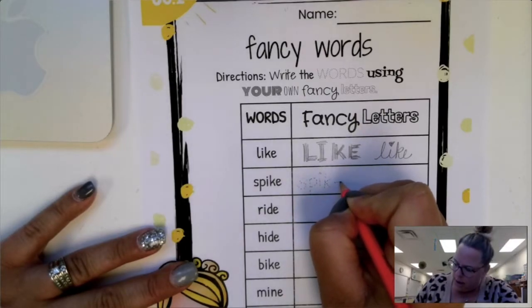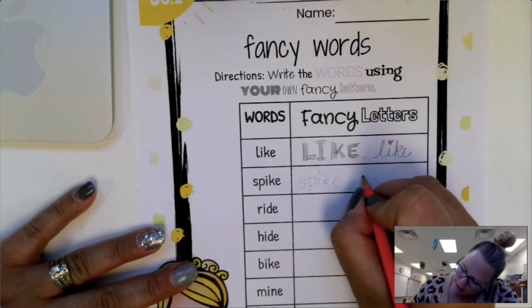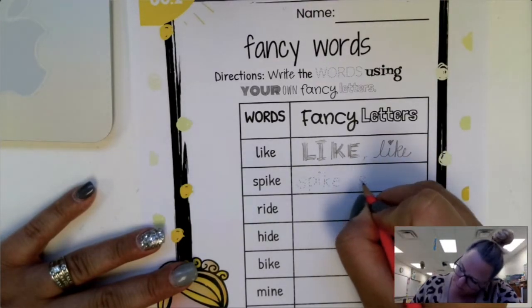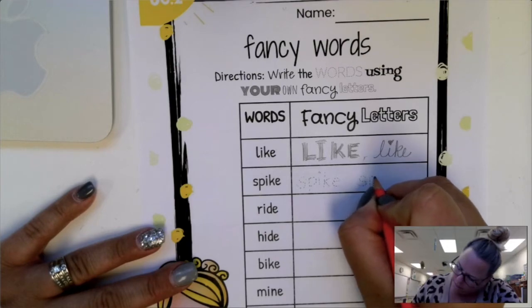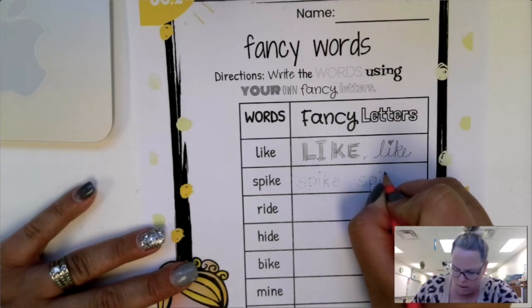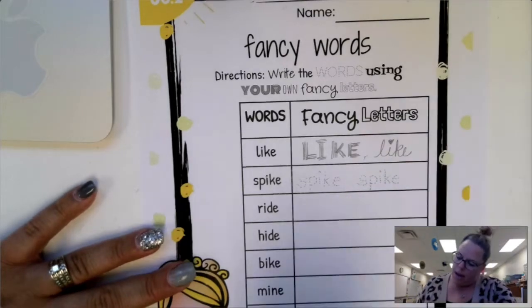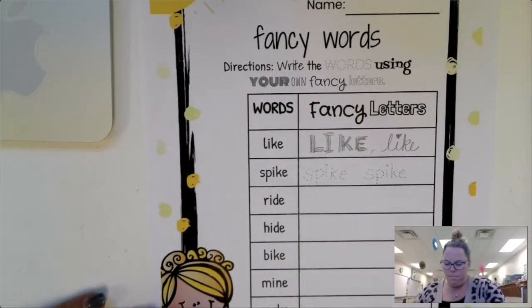I want you to be saying your letters. So as I'm writing spike, I'm going to say S, P, I, K, E, spike. Okay, and you're going to do that all the way down.